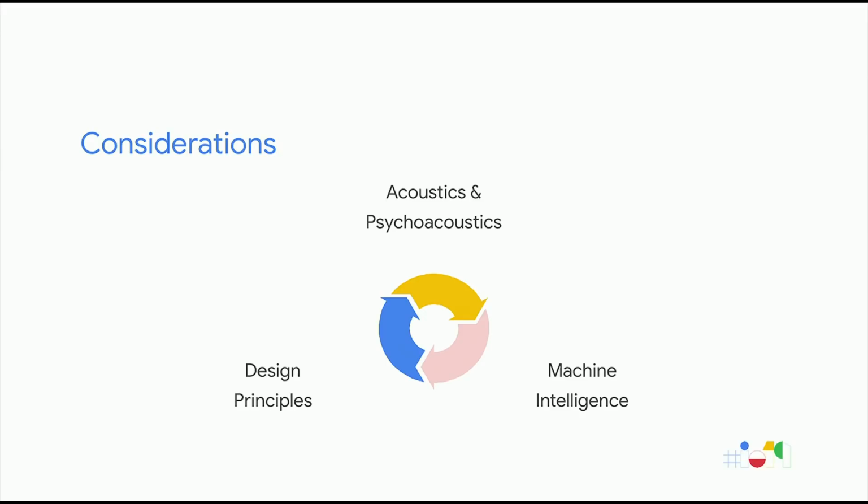And then there's even more advanced considerations. So increasingly, as we think about the role of machine intelligence, sound can be enhanced, such as thinking of sound as a service, or how does machine intelligence help with sound personalization and contextualization? And these are all things that we consider at Google.